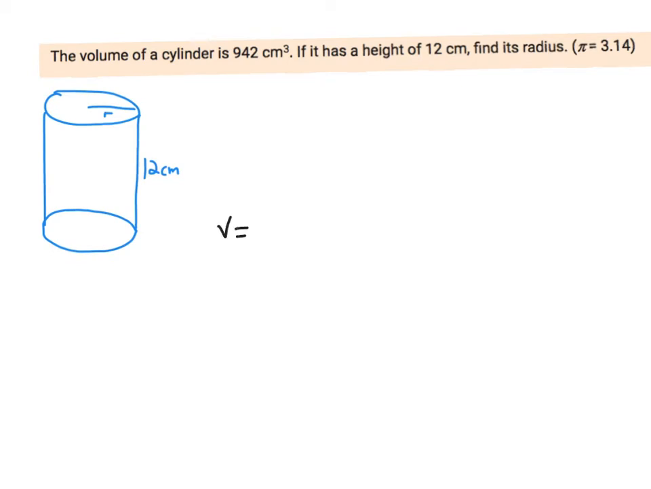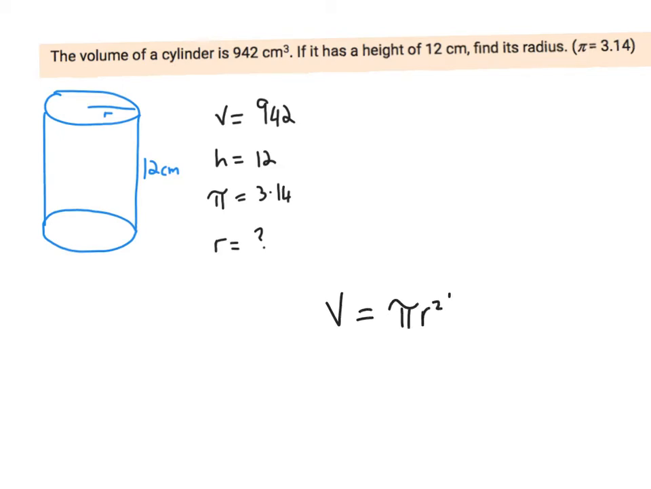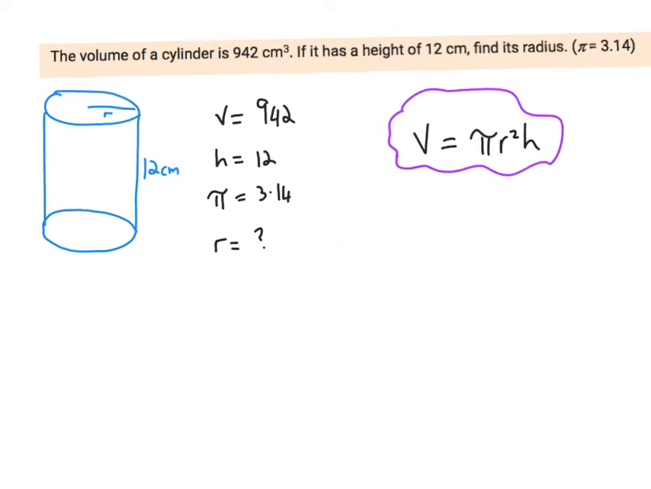And so here we're just going to write down all the information that we're given. So we're told V is equal to 942. We're told H is equal to 12. We're told pi is equal to 3.14. And R is equal to question mark. And then always we write down our formula, which is V is equal to pi r squared h. And so let's put a little colour around that.